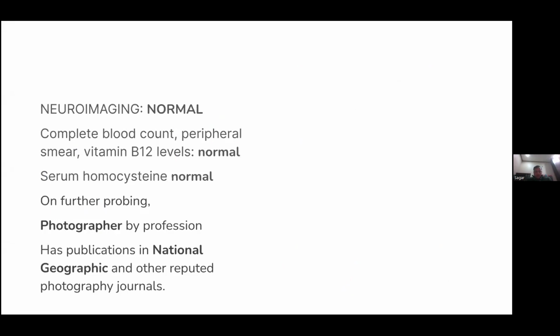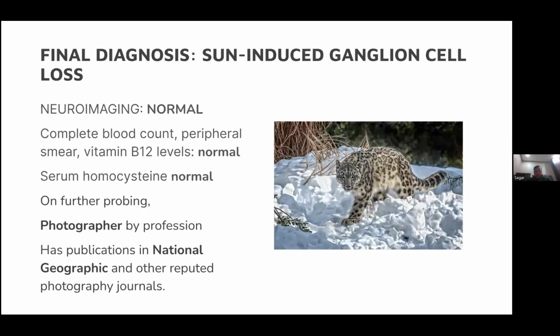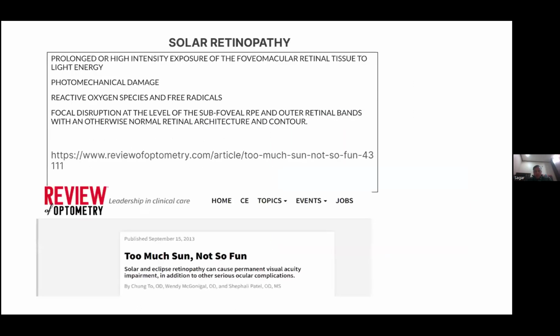Everything was normal. So I probed further and found out that he's a photographer by profession, and he has spent the last couple of years in the high altitudes trying to film the snow leopard for National Geographic, and he has also been filming the solar eclipses. So my diagnosis in this case was sun-induced ganglion cell loss. A word on solar retinopathy here and their publications.